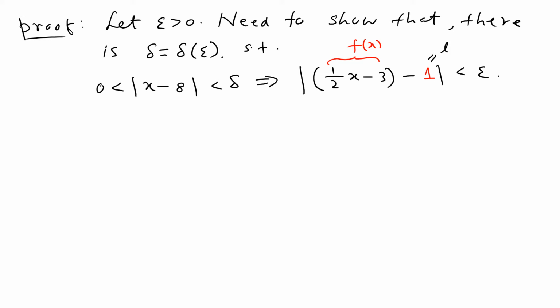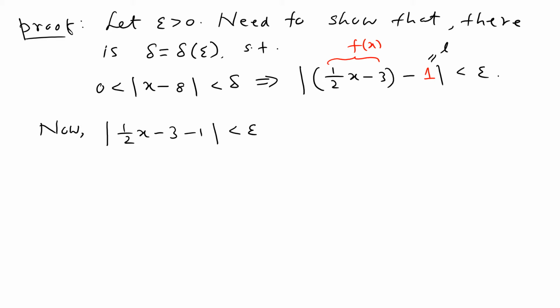What we normally do is, because we don't know what that delta is, we start with what we need to prove and then think about the condition and go forward. So what we do now is pick what we want to prove. What we want to prove is |1/2 x minus 3 minus 1| less than epsilon. That's what we want to prove.